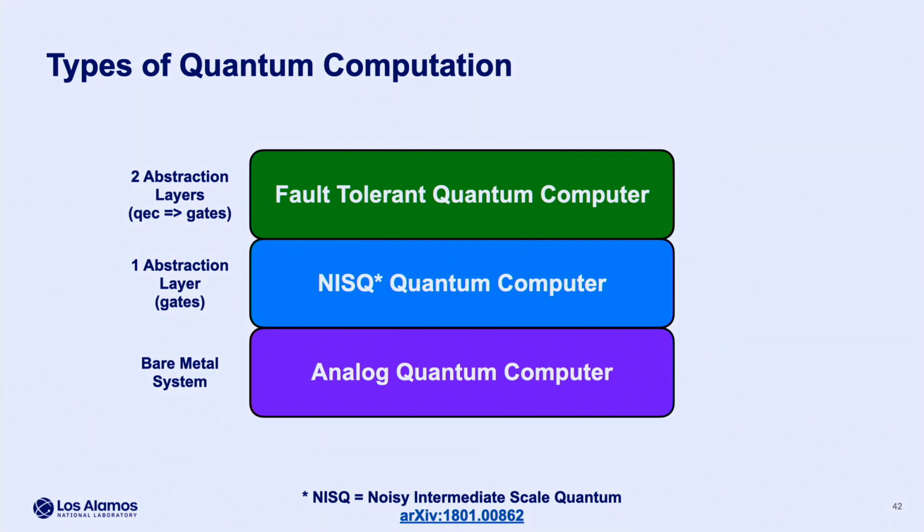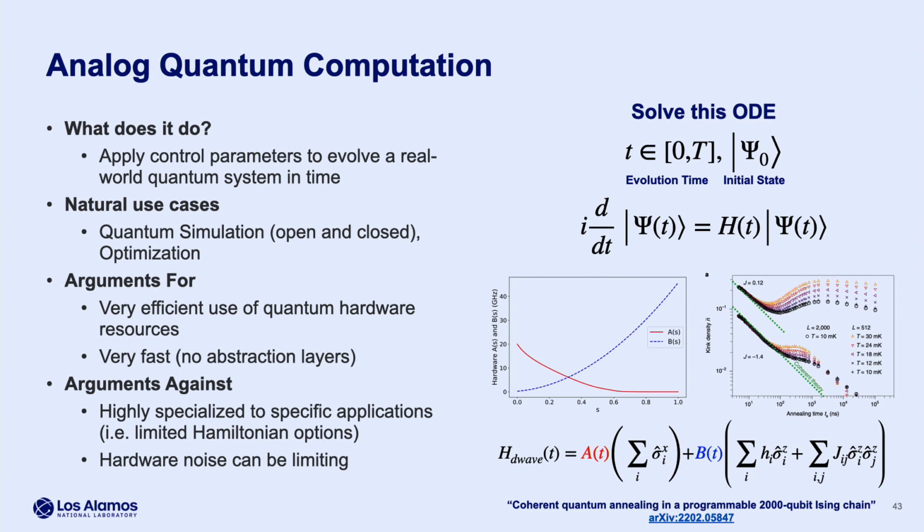So in that model, a fault-tolerant quantum computer, you can presume that all of your gates are implemented perfectly, but because there's 2 abstraction layers, it's going to be a lot slower, a lot more resource intensive than any other type of quantum computer. I'm going to briefly go through each type of these computers and tell you the case for and against. So what does an analog quantum computer do?